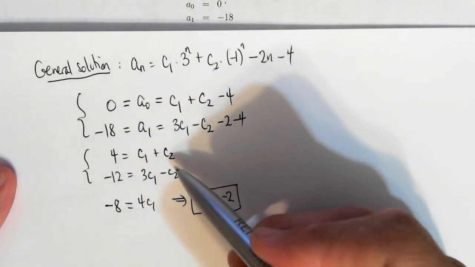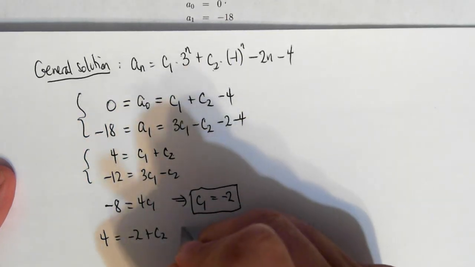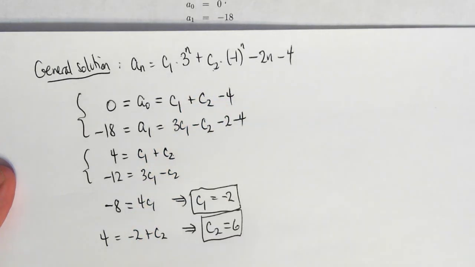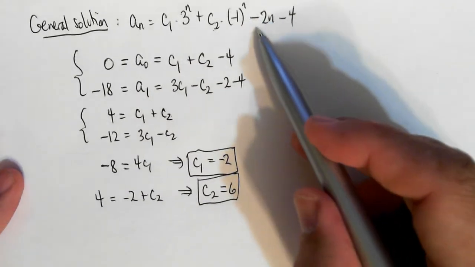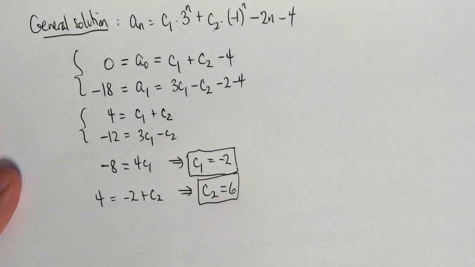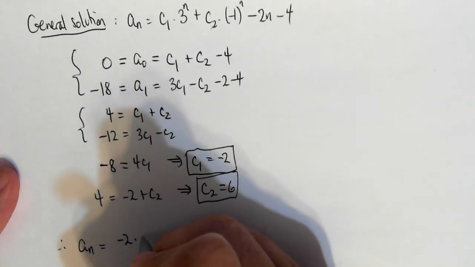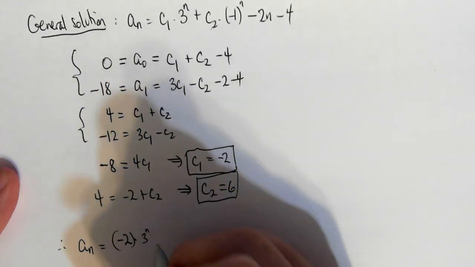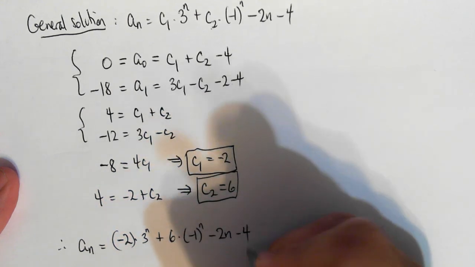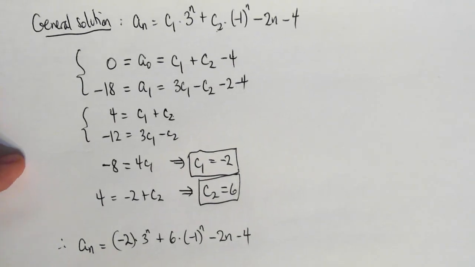Then I'll plug into either equation. I'll plug into the top. We find that 4 is equal to negative 2 plus c sub 2. And that means c sub 2 is equal to 6. And so finally I can plug back into my general solution to find the solution for this particular linear recurrence relation. So a sub n is equal to negative 2 times 3 to the n plus 6 times negative 1 to the n minus 2n minus 4. And there is my general solution, my closed form solution for this linear recurrence relation.